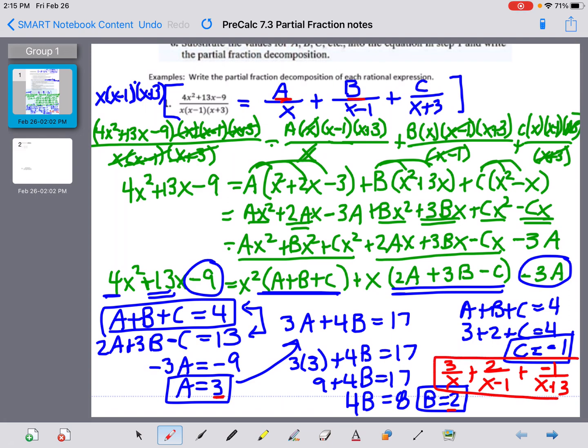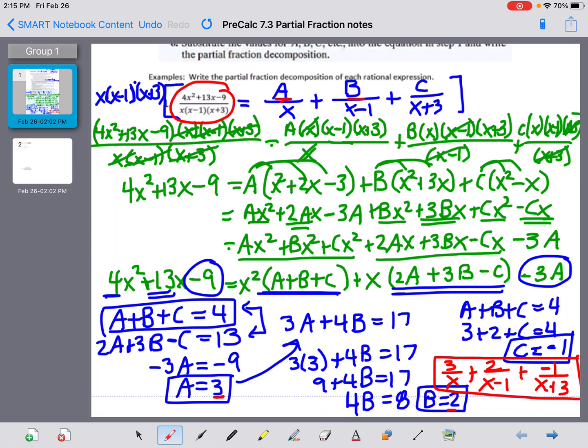When I added those three fractions together, it equals this big 4x squared plus 13x minus 9 over x times x minus 1 times x plus 3. We broke that fraction down into three fractions that when added together will give us that equation. So if you wanted to now find a common denominator between these three and do all the math and change all the numerators and do all the like terms, that's what you're going to get. So we took what was already added together and we broke it down into what things it could be to add back up to that equation. Okay?